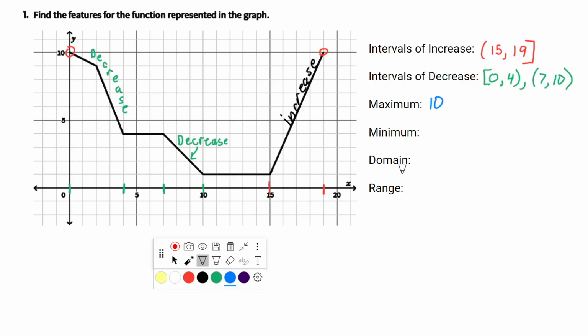The minimum is going to be the lowest point of our graph, or the lowest value. Again, that's a y value, and I see it in this interval that's constant, and it has a minimum of 1.